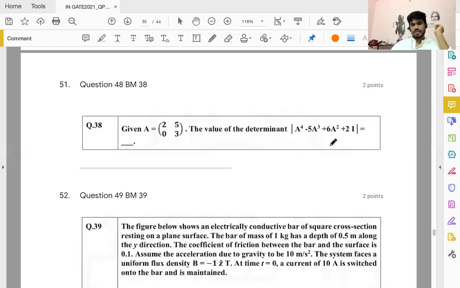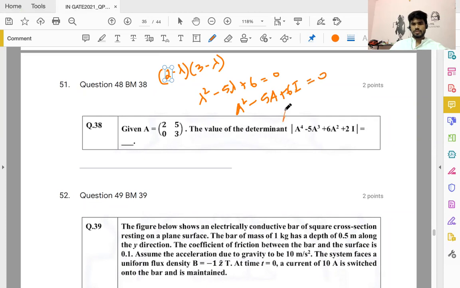The moment you have some complicated expression like this, it's Cayley-Hamilton, a matter of implementing it without mistakes. So (2 minus lambda) into (3 minus lambda) gives lambda square minus 5 lambda plus 6 equals 0. So you have A square minus 5A plus 6I equals 0. Then you have A power 4 minus 5A cube plus 6A square equals 0. So this whole term is 0.